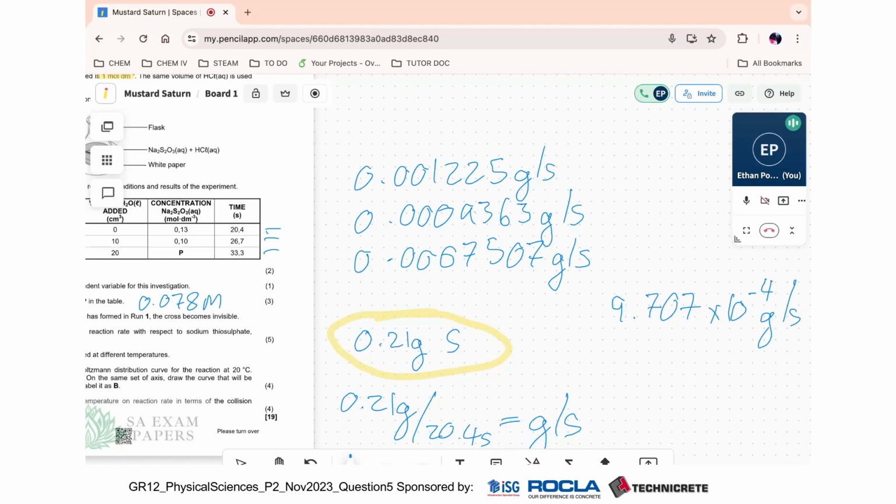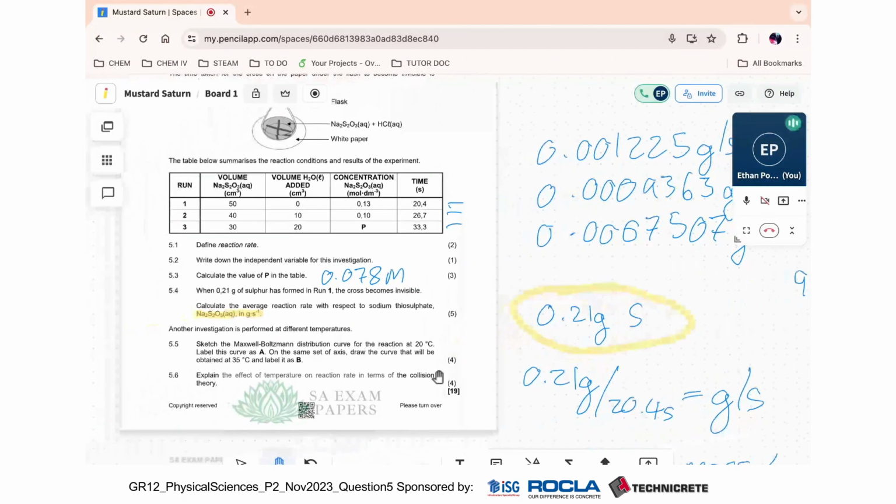So there are again a couple of different ways you could go about this, but this is the simplest way I feel. Let's just double check, calculate the average reaction rate with respect to sodium sulfate.